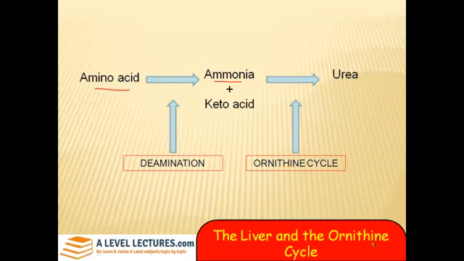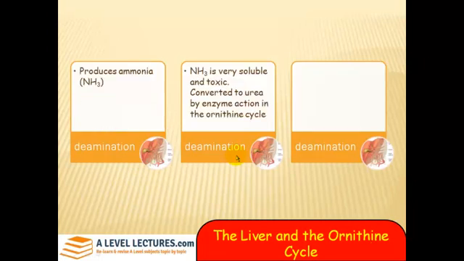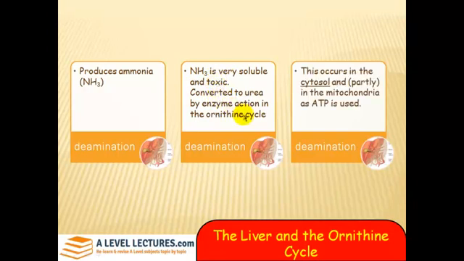Now let's summarize the key parts of deamination. First of all, it produces ammonia, NH3. Secondly, NH3 is very soluble and toxic, so a lot of water is taken up with NH3 and this can lead to dehydration. Therefore, it's important it's converted to urea by enzyme action in the ornithine cycle, and this occurs in the cytosol and partly in mitochondria as ATP is being used.